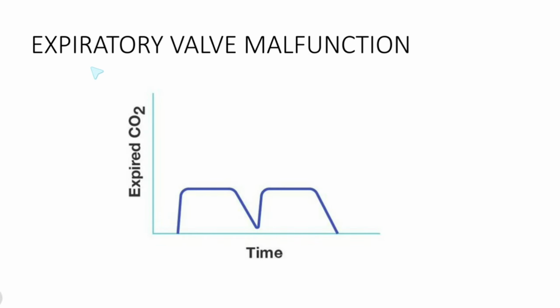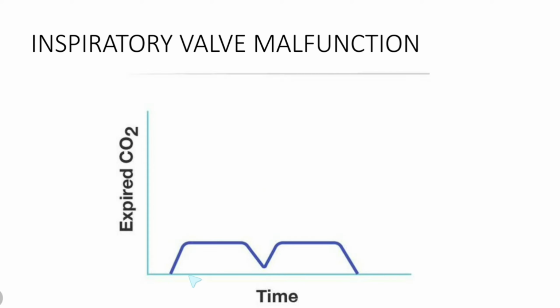In case of expiratory valve malfunction, you can see this kind of capnogram. There is no gap in between them. It's continuous. Once the inspiration starts, before it totally comes back to the 0 level, expiration starts again. So it's a continuous graph. This shows inspiratory valve malfunction. It is also continuous, but in this case, the expired carbon dioxide levels are pretty low, you can see.